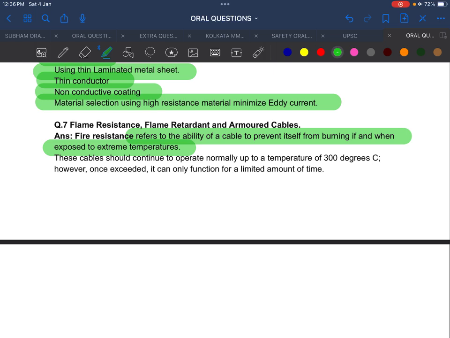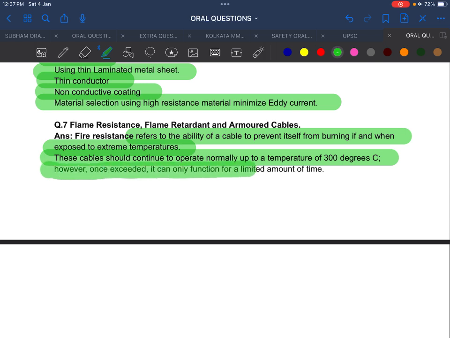Okay, so this cable should continue to operate normally up to a certain temperature. Let's suppose there is a fire, but the temperature is not that high, less than 300 degrees Celsius, then this cable can operate normally. It will continue the supply to all the emergency sources, so people can rectify the problem as soon as possible, people can escape from that place, people can overcome the danger positions. So this cable will survive until that, and after that it will go for the damage.